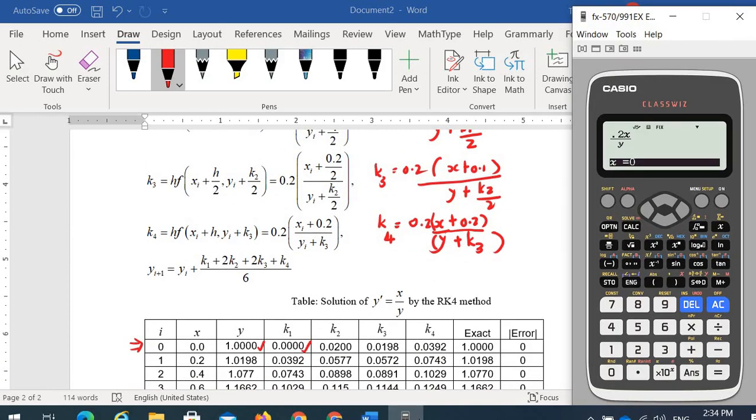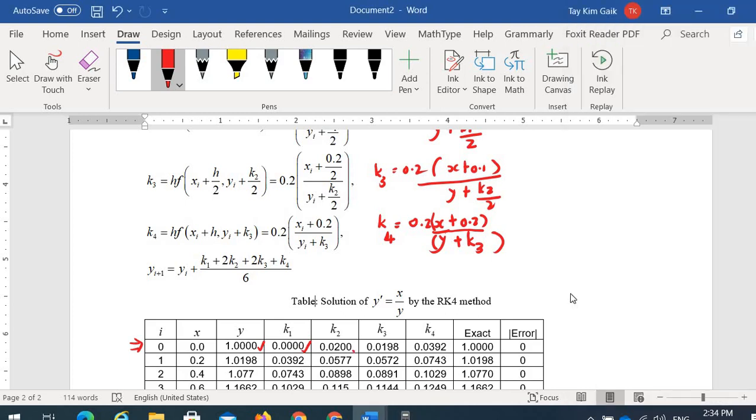So now we calculate K2. X is actually the value of X plus H divided by 2. H is 0.2, so my X is 0 plus 0.2 divided by 2. Y is actually Y plus K1 over 2, which is 1 plus 0 divided by 2. This is the Y value. I will get 0.02. So this is your K2.